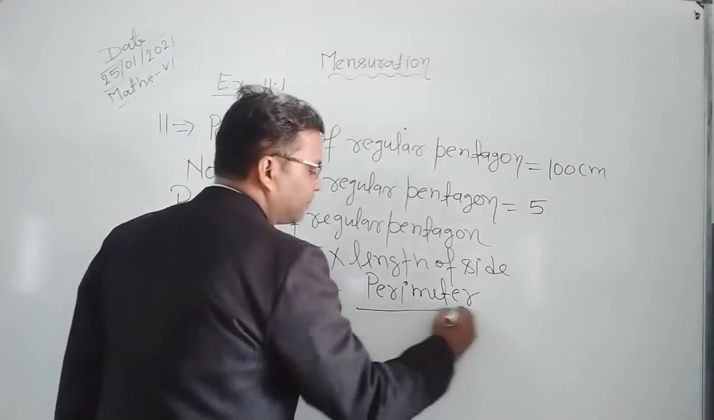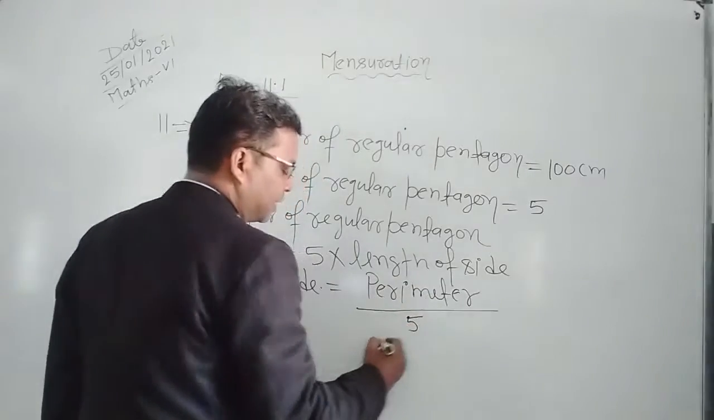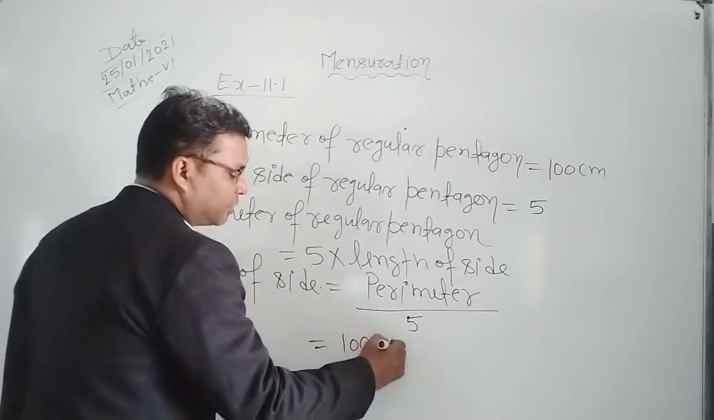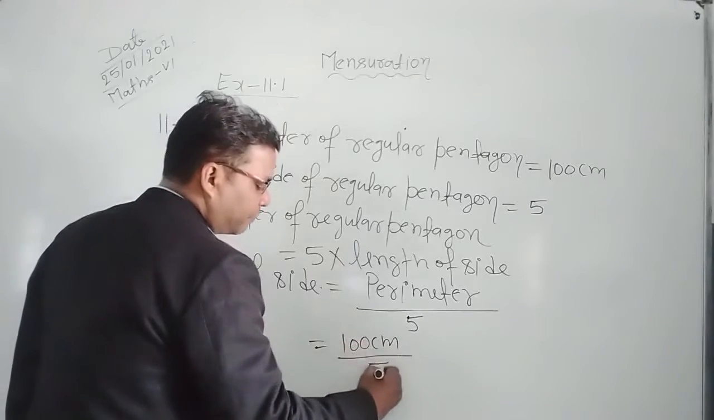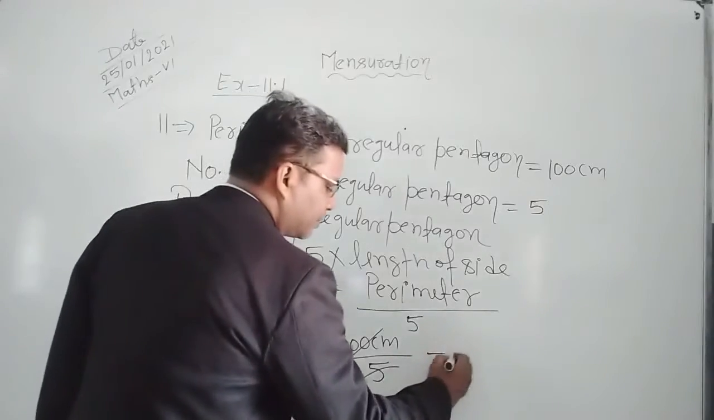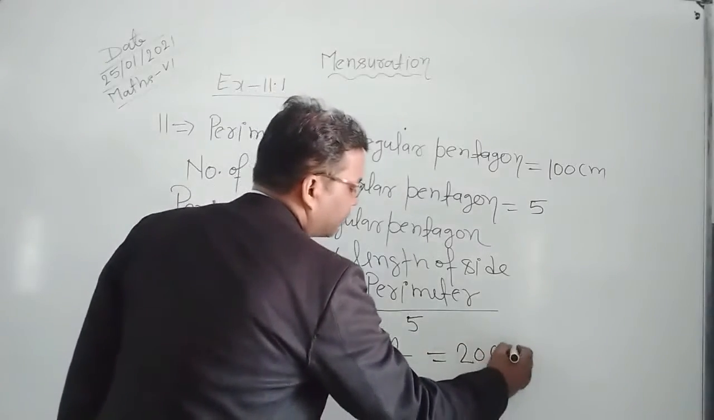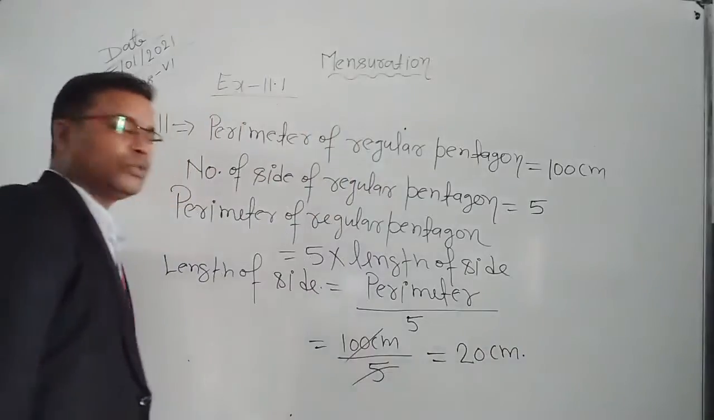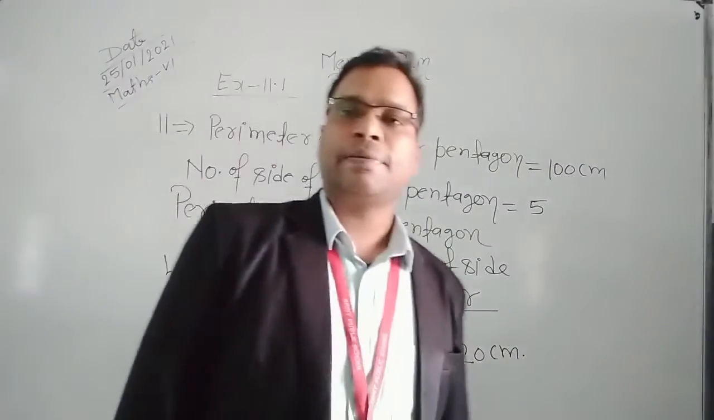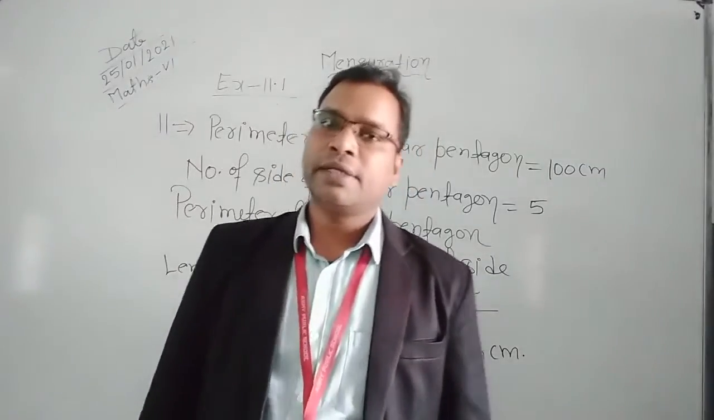Perimeter of regular pentagon by number of sides. So here perimeter is given 100 centimeter by 5. So if you divide them, then you get what? You get 20 centimeter. So in this way, you can say the length of side of the regular pentagon is 20 centimeters.